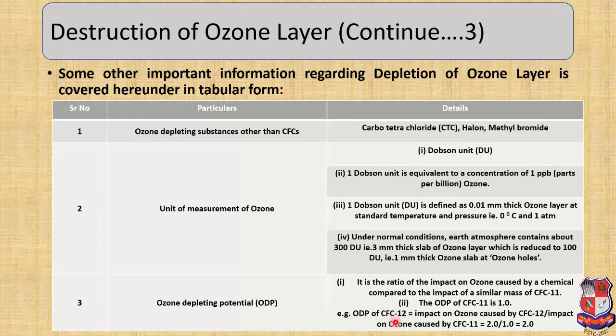For example, if I want to calculate the ODP of CFC12, I can calculate it by using this equation: impact on ozone caused by CFC12 divided by impact on ozone caused by CFC11. Now, the impact on ozone caused by CFC12 is say 2, and the impact on ozone caused by CFC11 we have considered as the base, that is 1. So the value comes out as 2, meaning 2 is the impact on the ozone caused by CFC12.